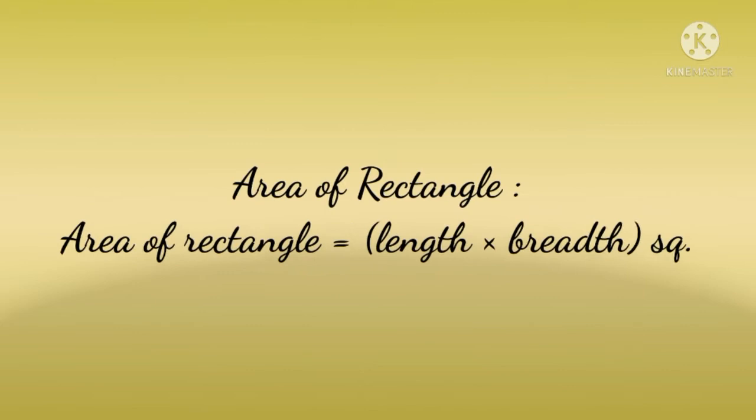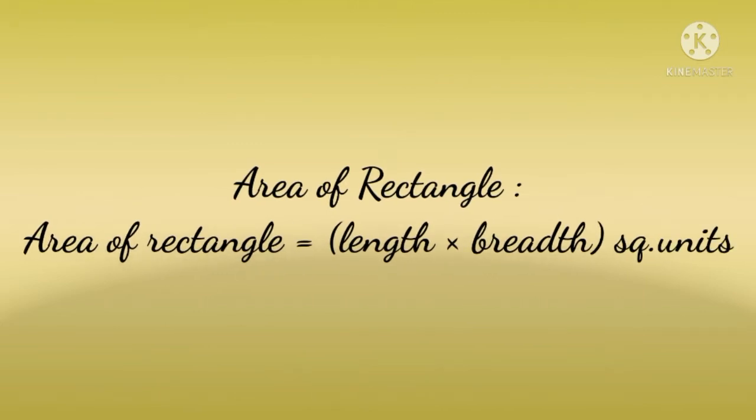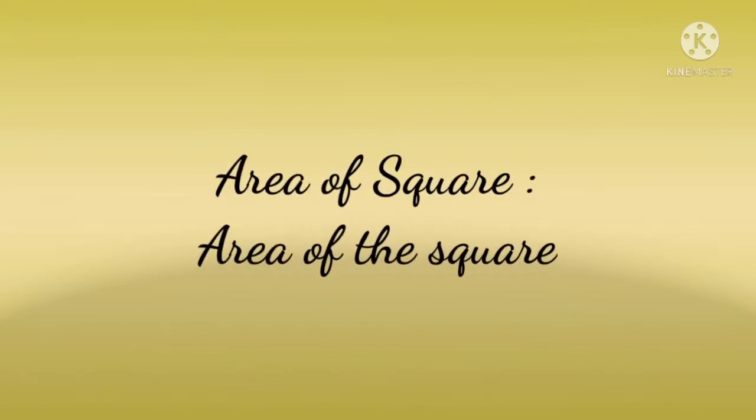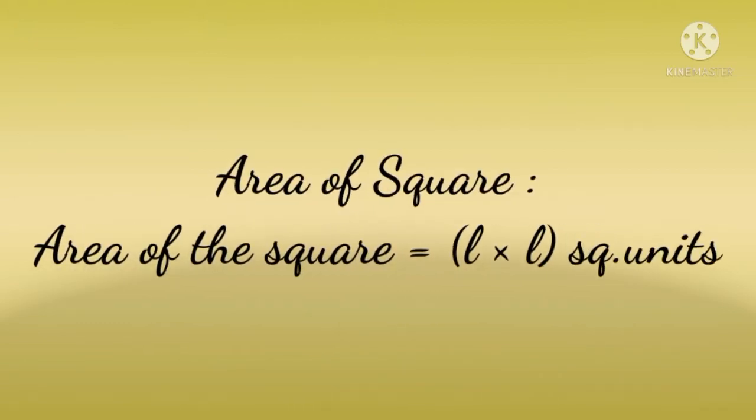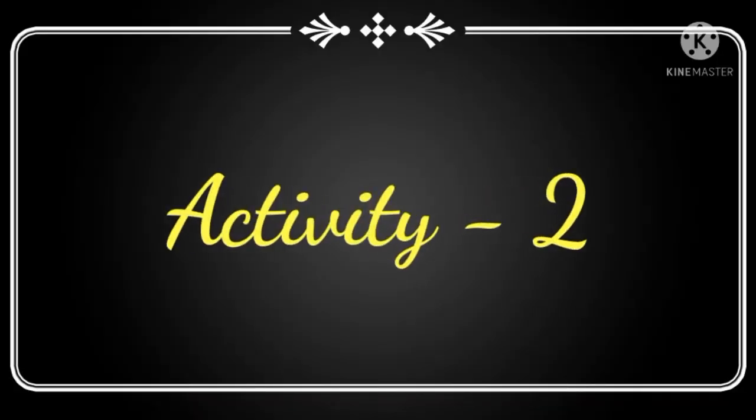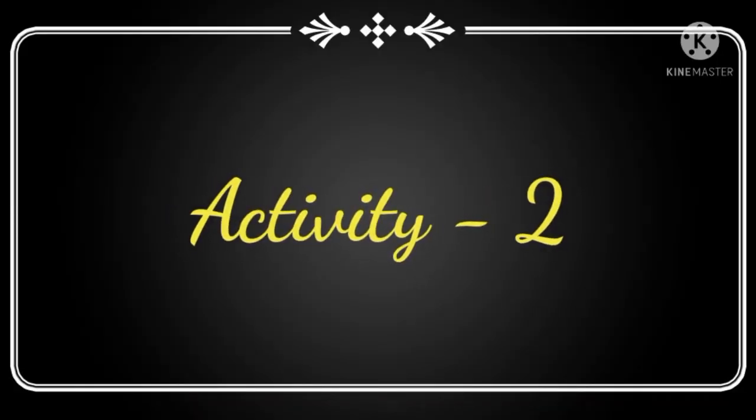Next, we discuss how to find area of rectangle. To find area of rectangle, we multiply length and breadth of the rectangle. Next, we see formula of finding area of square. Area of square is equal to length multiplied by length. Now, we are going to start the activity 2, which is based on area of rectangle and square.